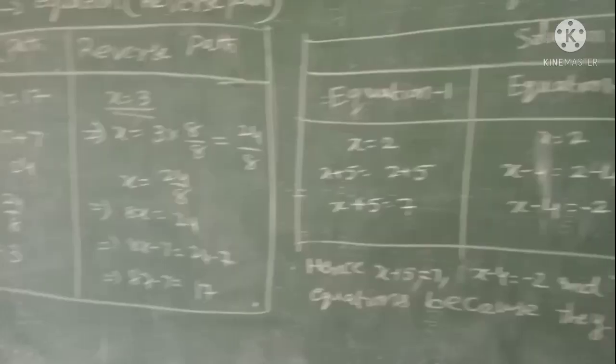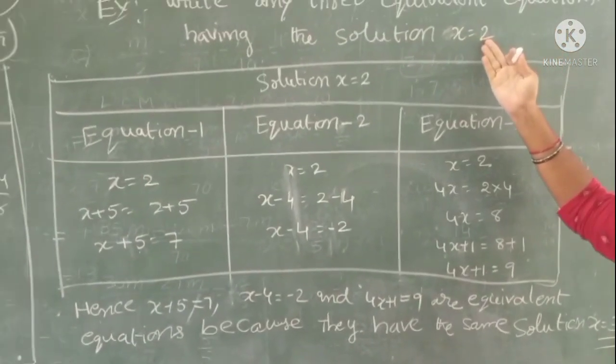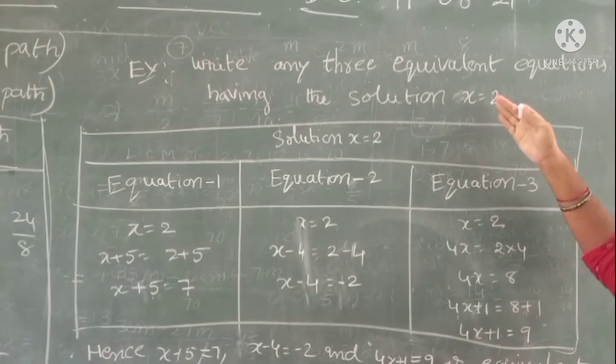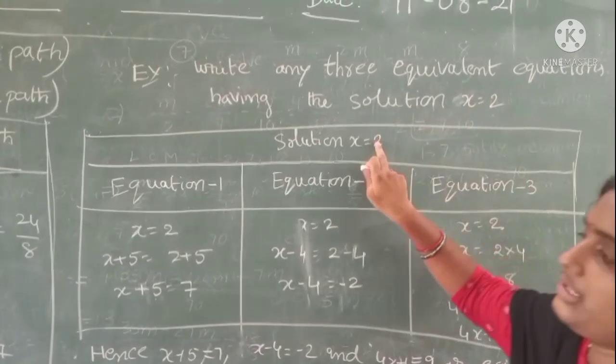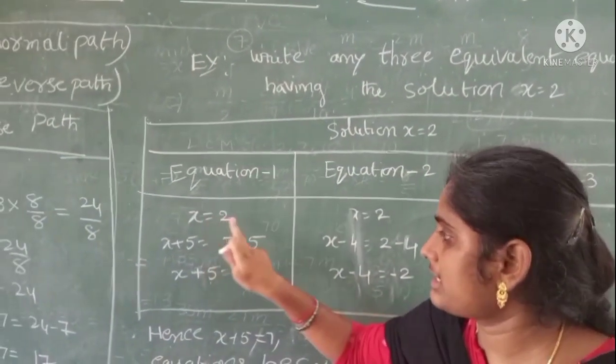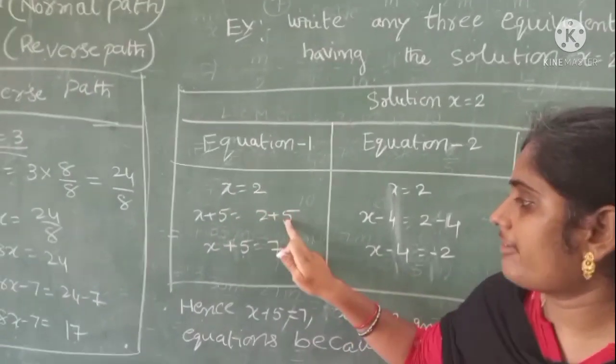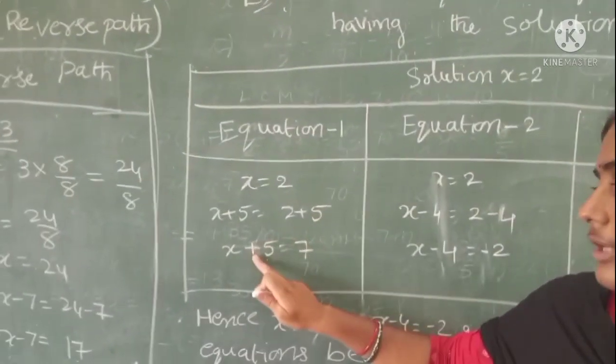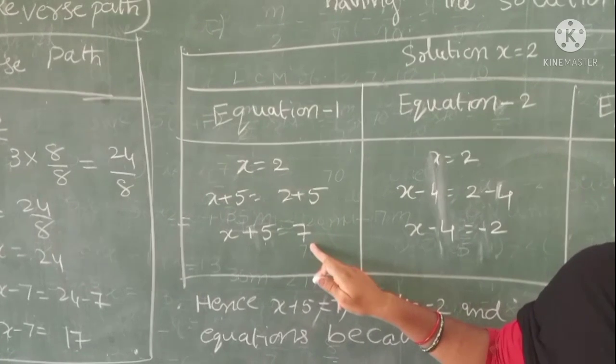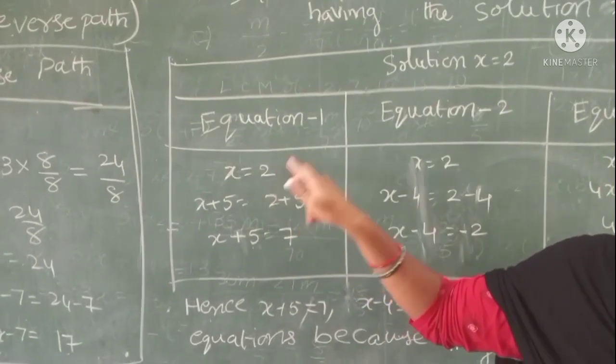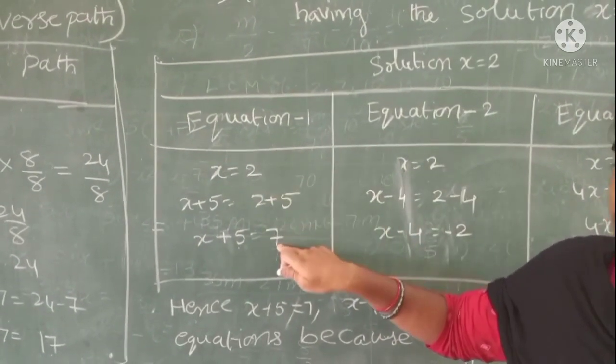Similarly, the solution is given: x is equal to 2. I will find different equations. Equation 1: x is equal to 2. Adding 5 to both sides, x plus 5 is equal to 7. This is the equation, this is the solution. Solution is given, equation is written.